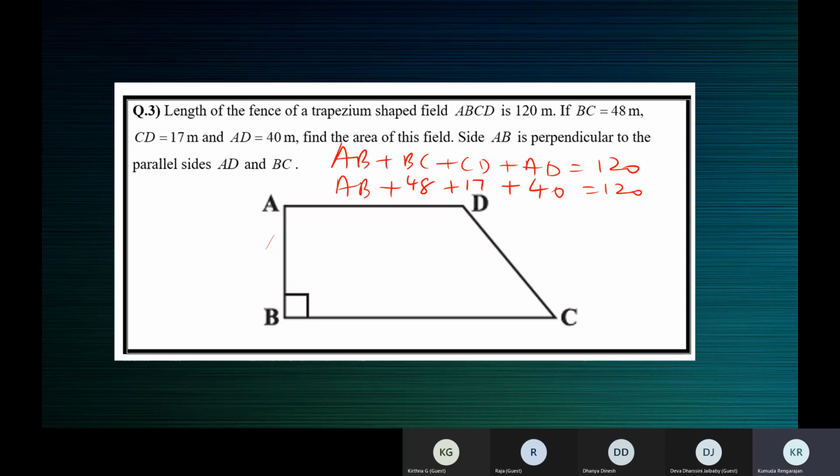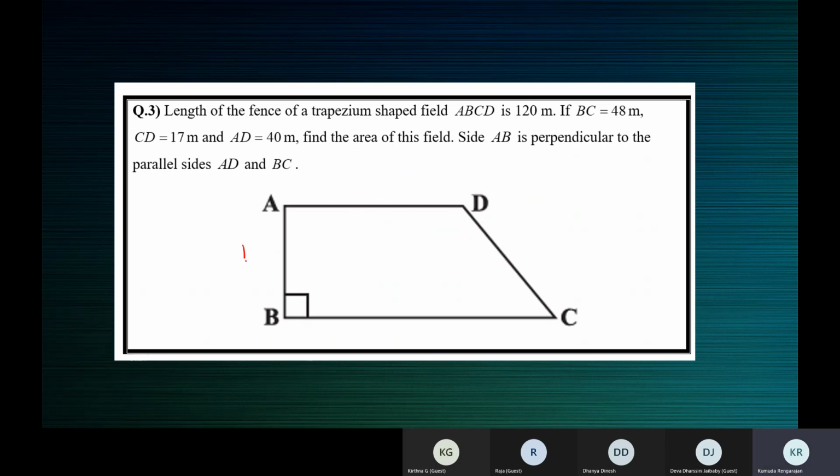Okay, 120 is the length of the fence, which is AB plus BC plus CD plus AD, correct? Yes, ma'am. Okay, so AB plus, 48 and 40, 88, 105 is equal to 120. So the length of AB is 15 meters. So this AB is 15 meters, BC is 48, CD is 17, and AD is 40. We found 15. This was not given.